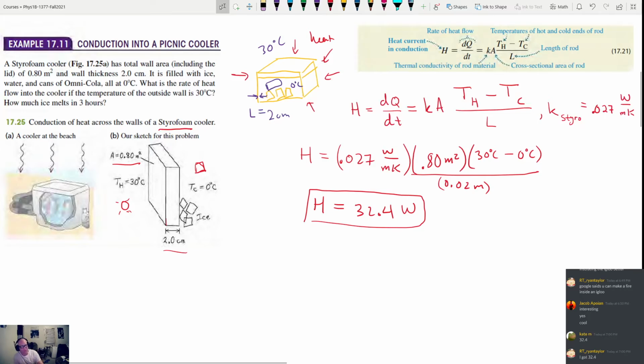Now this number, 32.4 watts, I don't know, is that a big number? Is it a small number? It's hard to know. I mean, we're not really good at watts, right? We probably don't really know what a watt is. It's 1 joule per second, but we don't really know what a joule is, so 32.4 watts. Is it a lot? Is it a little?